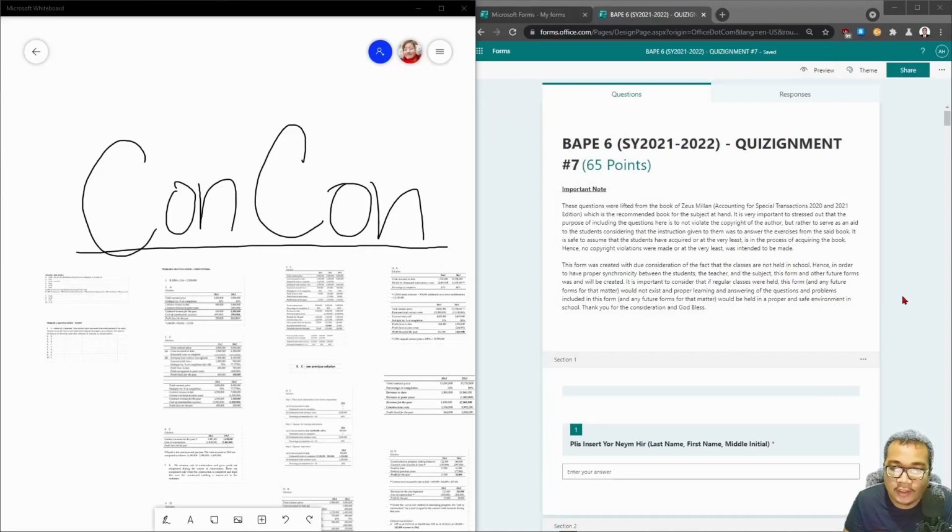Okay. Let's start with our discussion with the problem solving. Additional material natin for BAPE6. Ang topic natin dito is construction contract, particularly under PFRS 15. So without further ado, let's start.